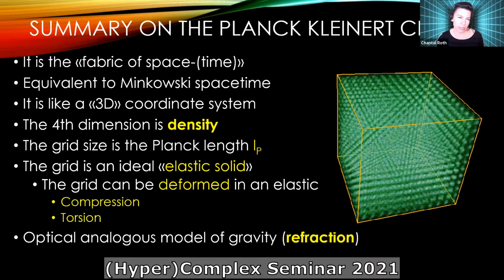So what can we say as a summary about this Planck-Kleinert crystal? Well, it is essentially the fabric of space-time, except here we use space and density. Imagine it like a 3D coordinate system, and the fourth dimension is density. It has grid size, the Planck length. It is an elastic solid, which can have deformations. It can have compression and torsion deformations. And there is an optical analogous model of gravity. It's basically refraction.